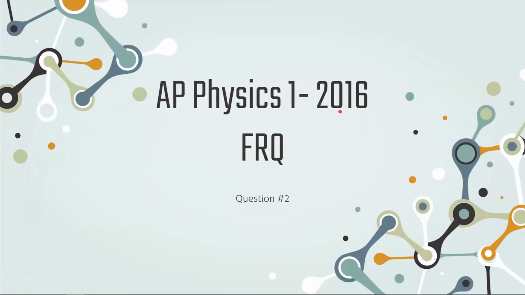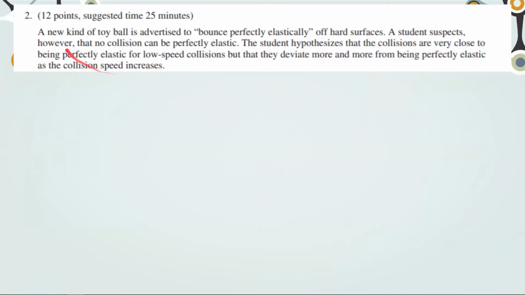AP Physics 1 2016 free response. Question number 2. A new kind of toy ball is advertised to bounce perfectly elastically off hard surfaces. A student suspects, however, that no collision can be perfectly elastic.